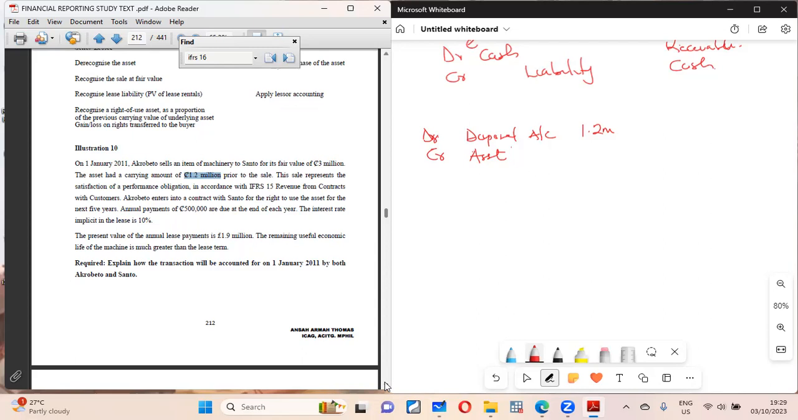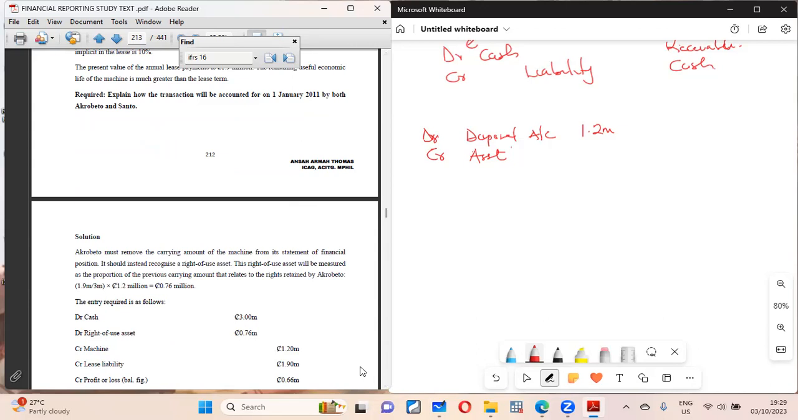But as far as we are concerned, as you see what I've done here, you really don't know the cost of the asset, so you can use the 1.2. Now I share the disposal account with its accumulated depreciation. So that is the entries that you see here.